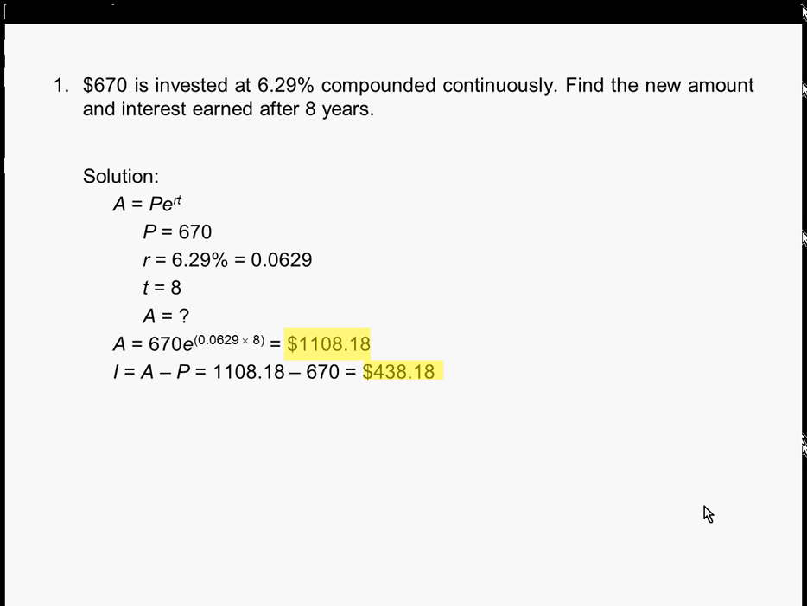Now, kind of as a built-in check, A should always be greater than P. Always, always, always, always. The new amount is always greater than the principal whenever you're doing the money problems. I mean, they can't be radically different. So let's take a look at one more. We're forced to use the formula. Number 2 says, $900 invested at 7.99%, compounded continuously for 14 years. Find the new amount and interest earned.